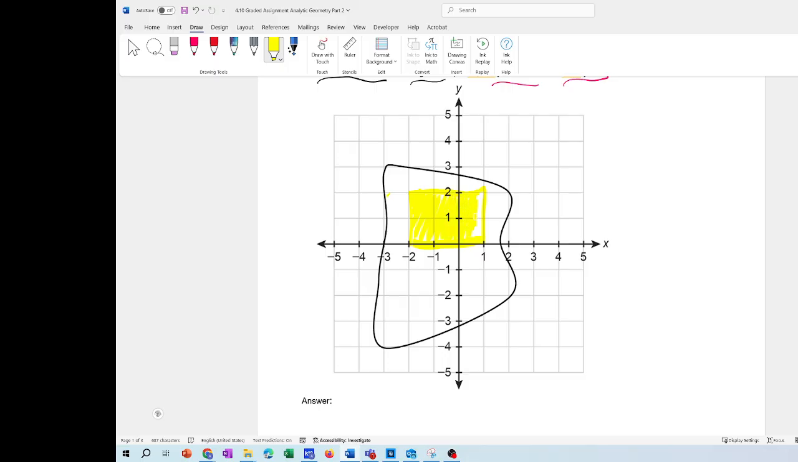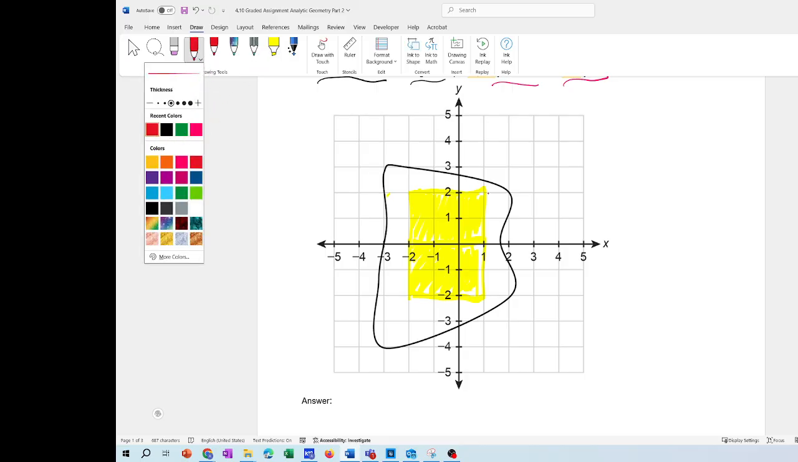I can create a rectangle here, or even go longer here. There you go. Perfect. So this is what you're going to do. You're going to shade rectangles, squares, anything, and then you're going to calculate the area.